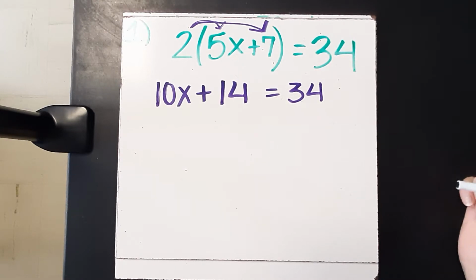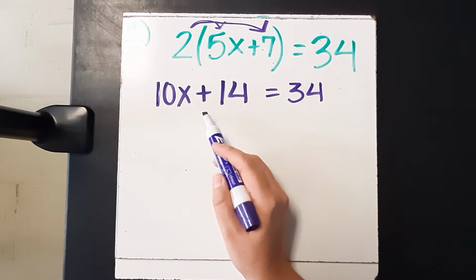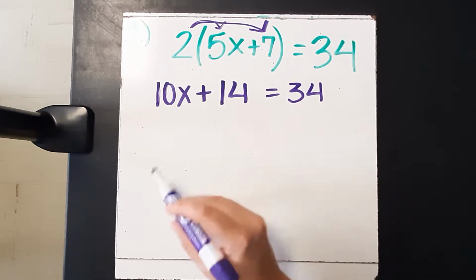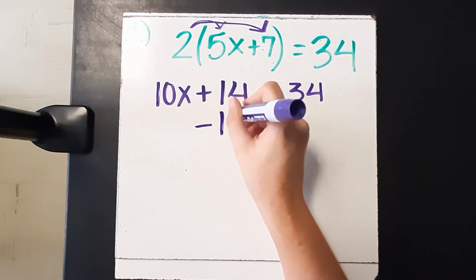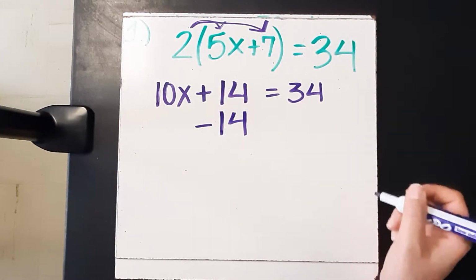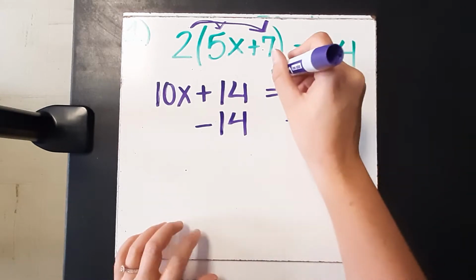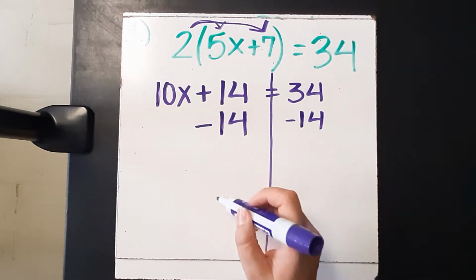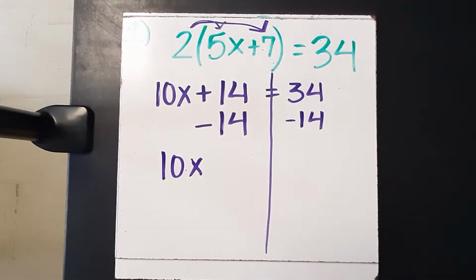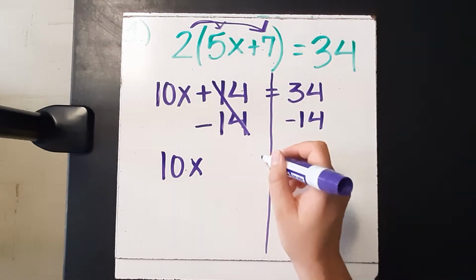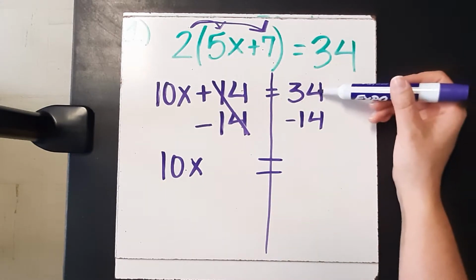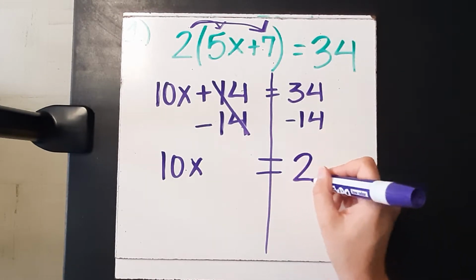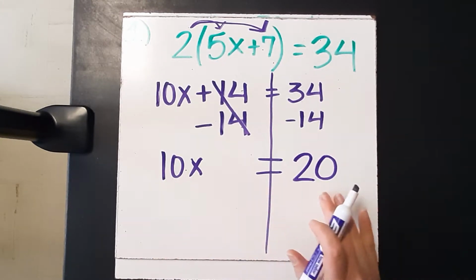So we're going to first get rid of any addition or subtraction that's happening to the variable. So here, 14 is being added. To cancel that, we are going to subtract 14, and anything we do on one side, we have to do on the other. If you like to draw your line down the middle to keep you organized, go ahead and do that. So we're subtracting 14 on both sides. On the left, I can bring down my 10x, and 14 minus 14 is 0, so that cancels out. So I have 10x equals, on the right side, 34 minus 14 is 20. So I have 10x equals 20.